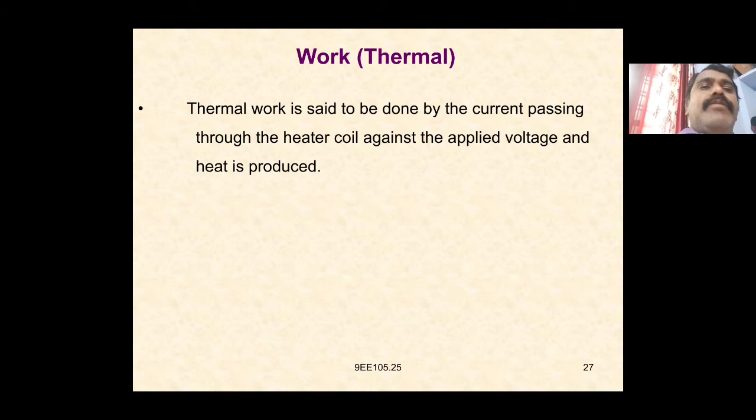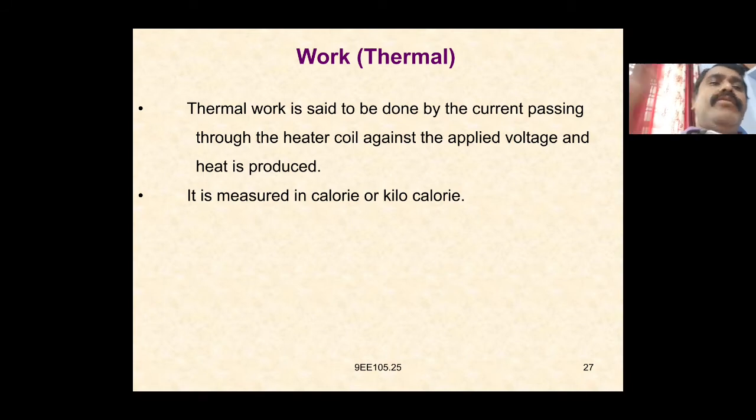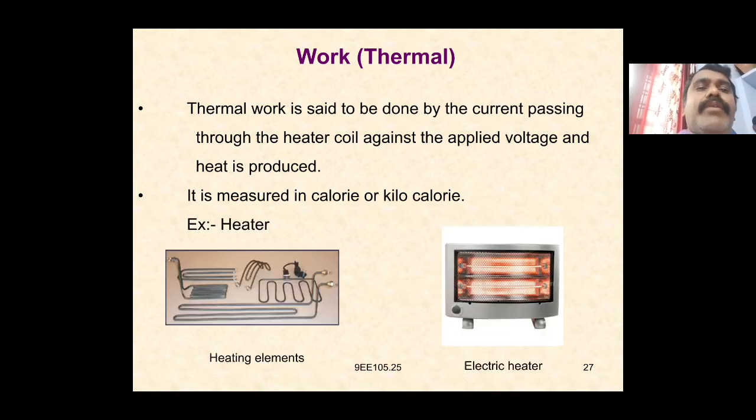Thermal work is said to be done by the current passing through a heater coil when a voltage is applied and heat is produced. It is measured in calories or kilocalories. So whenever we pass current through a heater coil, some heat is produced. Again, it is nothing but thermal work. Examples are heating elements or an electrical heater where current flows and some work is done.